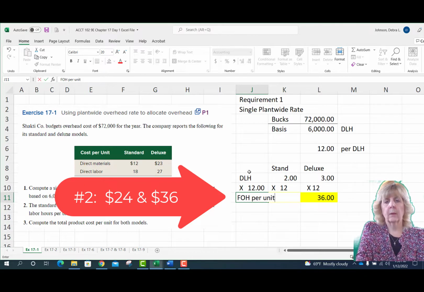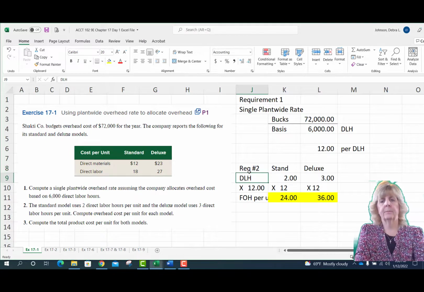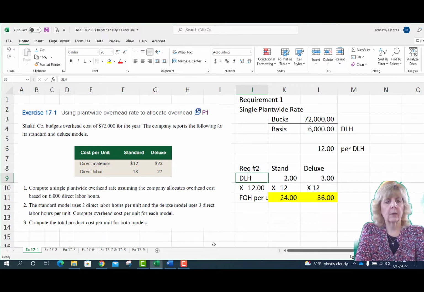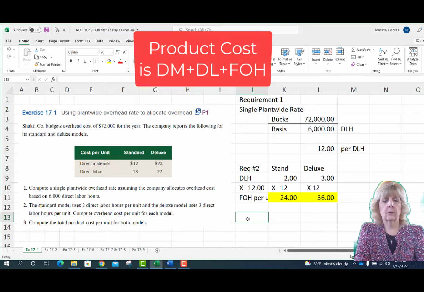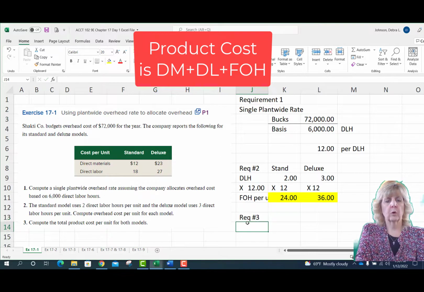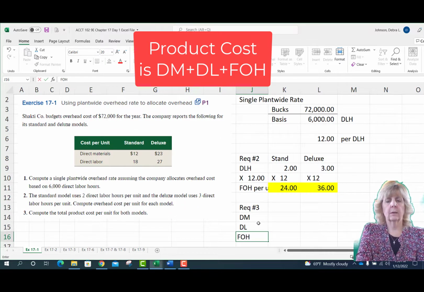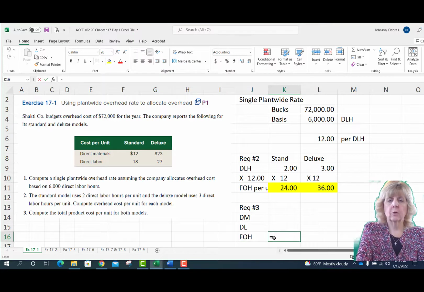We should properly label our work. This is requirement number 2. And then finally, they want the total product cost. Okay, so requirement number 3 is asking you for the total product cost. We know by now that the product cost is the sum of direct materials, direct labor, and factory overhead.